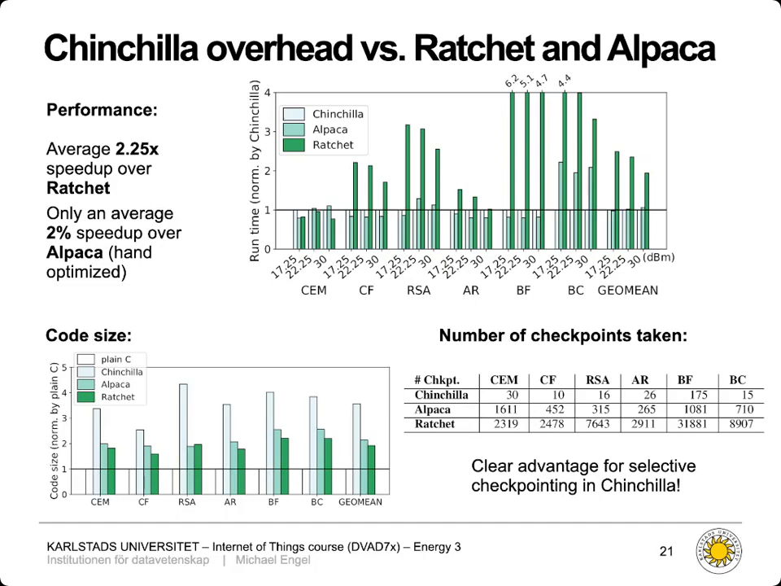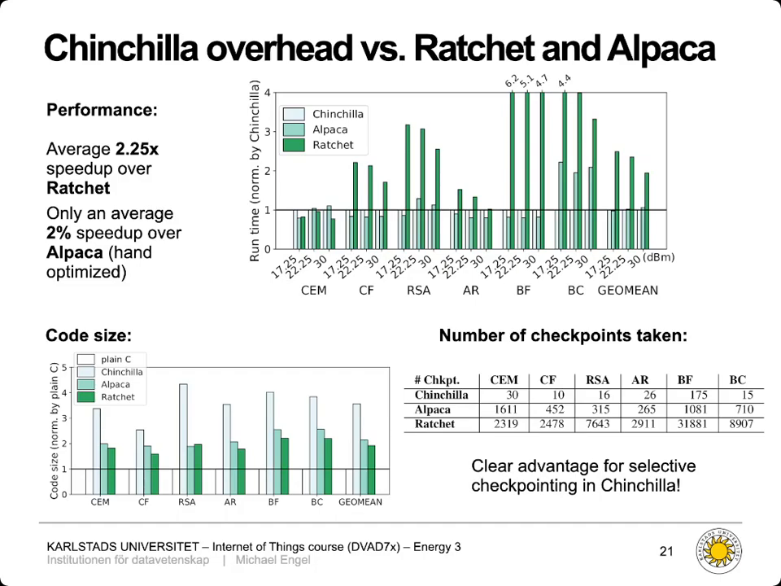Of course, Chinchilla also has some overhead, but comparing it to Alpaca and Ratchet, we see we can have quite some speed up here. Compared to Ratchet, we can have a 2.25 times speed up because we use many fewer checkpoints. Even though we inserted them, we only use them sparingly by disabling a large number of them. But compared to Alpaca, in a hand-optimized version with tasks, we can only see an average of 2% speed up, but nevertheless, that's better than nothing.